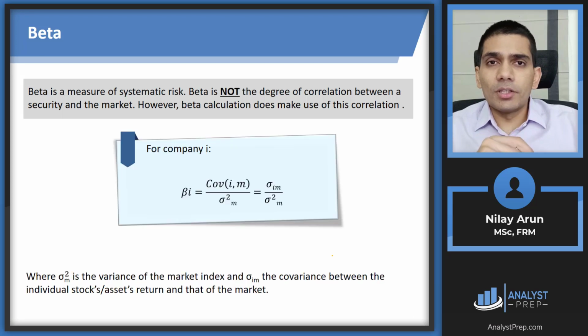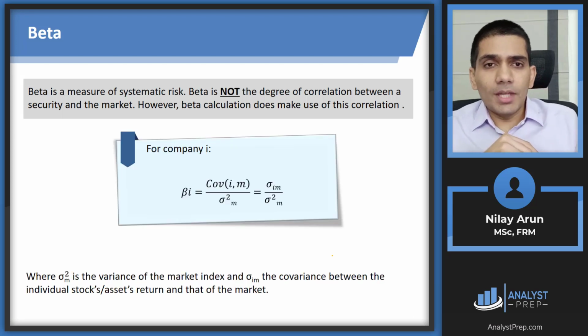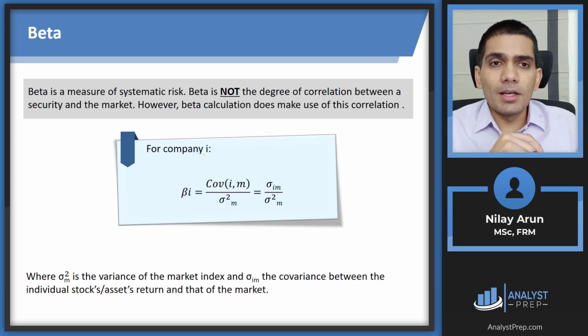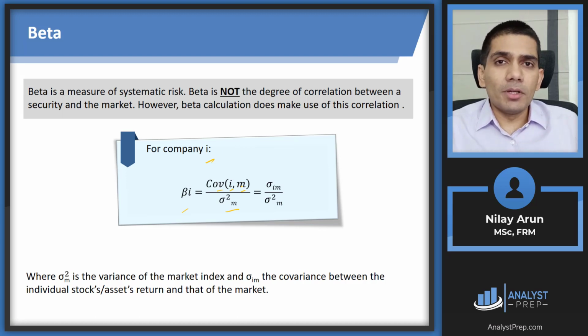Now first, let's look at the formula. Now that's your formula for beta for a company I. So beta is equal to the covariance between the asset and the market divided by the variance of the market. So I represents your stock, it represents the asset that you're holding. M represents the market. So we usually take any of the popular proxies for the market, typically a popular index such as the S&P 500.